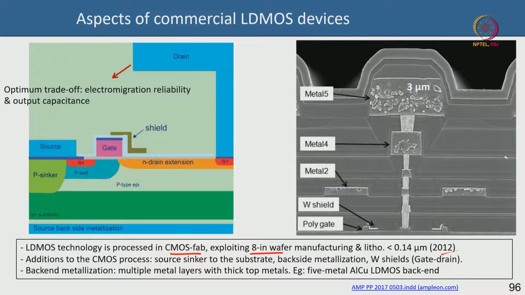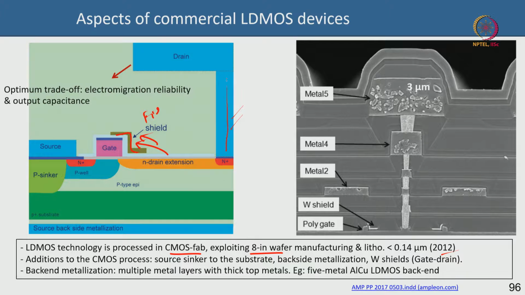It's getting more and more scale. But just to give you an idea of how it has been, you will use a particular CMOS node, and you will use the CMOS line. This image on the left shows a schematic of a typical LDMOS device, and this is the shield I told you about, the field plate shield that will reduce the gate-drain feedback capacitance.